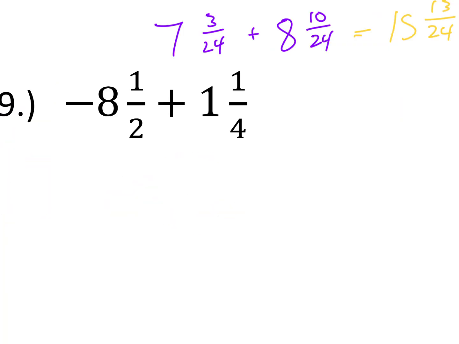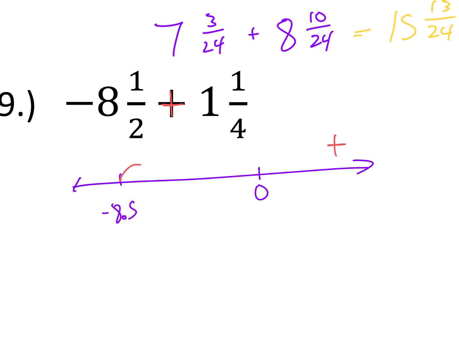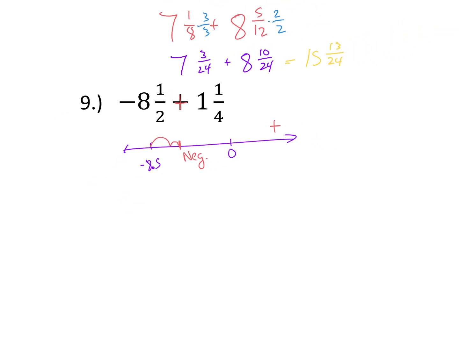2/3. Here's another one where we are starting out. Here's 0. We're at negative 8.5, which is what that is, right? And we're going to go in the positive direction 1 1/4. Okay? Pretty clearly, again, our answer is going to be negative. So here's what I'm going to do. I'm going to go with 8 1/2 minus 1 1/4. That's going to land me right here.